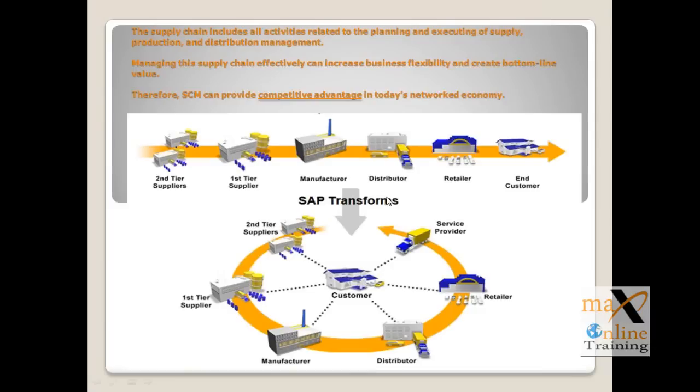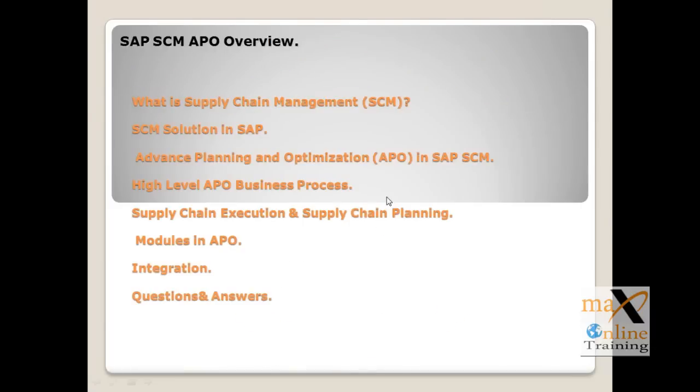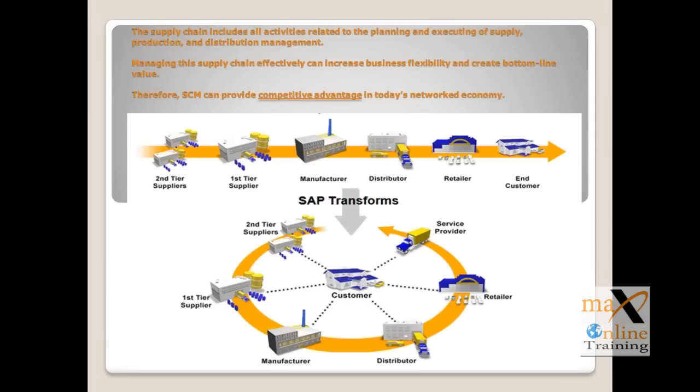So before we learn about SAP APO, we should know about normal supply chain management, so then we can understand how it is linked to APO and how SAP has prepared these things. So normally, Raghavendra, what is supply chain management? The demand flow and the supply flow.